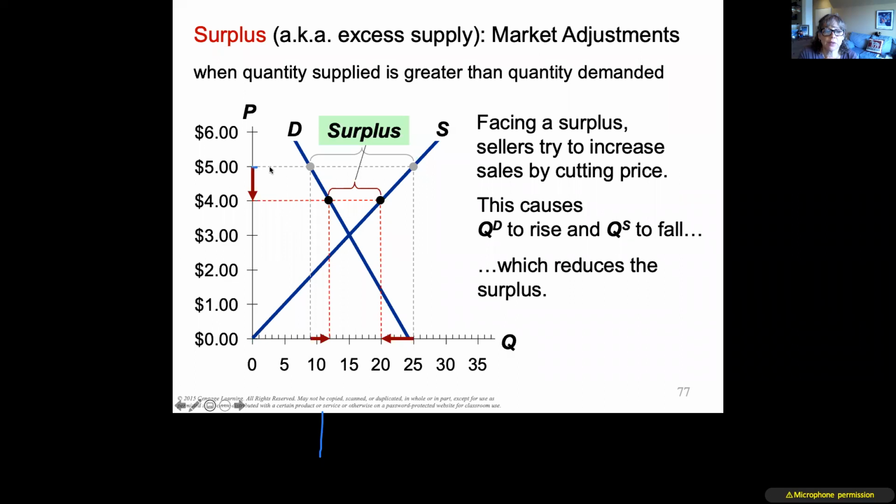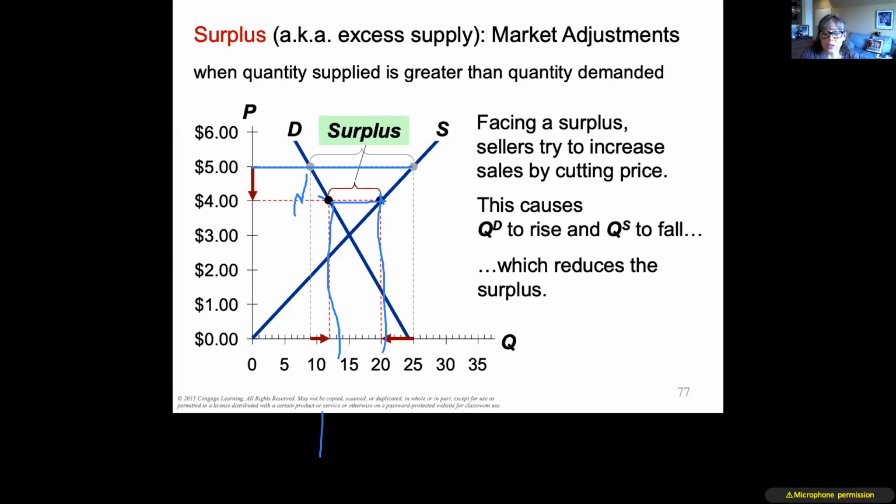Well, if here I am at $5, yeah, I want to sell 25, but look, consumers are only buying 9. What am I going to do? Well, I'm going to need to reduce my price. And this is where you start to see the price reductions that we all see. So they reduce their price to $4 and they see what their gap is. Now all of a sudden the quantity supplied is going to be 20 and the quantity demanded is going to be 11. So we've reduced the surplus.